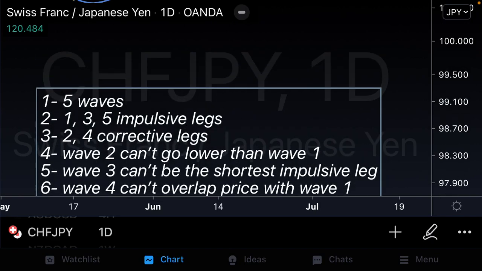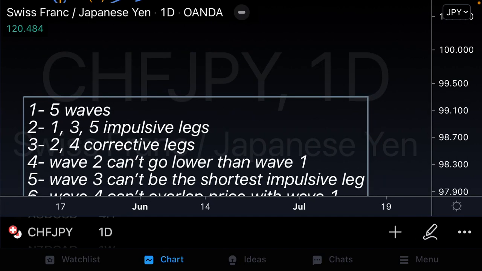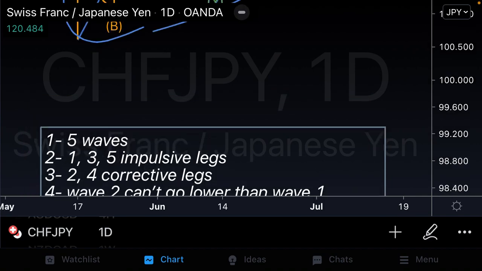Now that we've got that down, we'll go on to rule number 5. Wave number 3 cannot ever be the shortest impulsive leg.